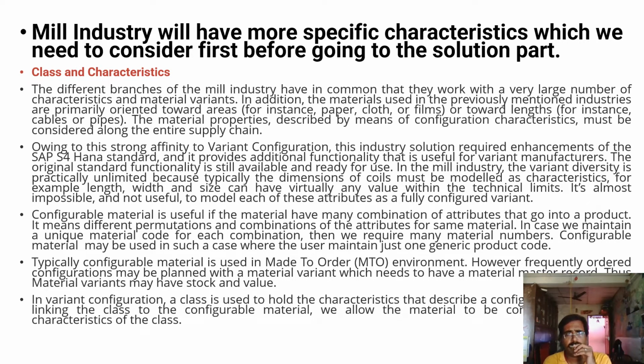So the configured material is useful if the material has many combinations of attributes that go into a product. It means different permutations and combinations of the attributes for the same material. In case we maintain a unique material code for each combination, then we require many material numbers. Configurable materials may be used in such a case where the user maintains just one generic product code.